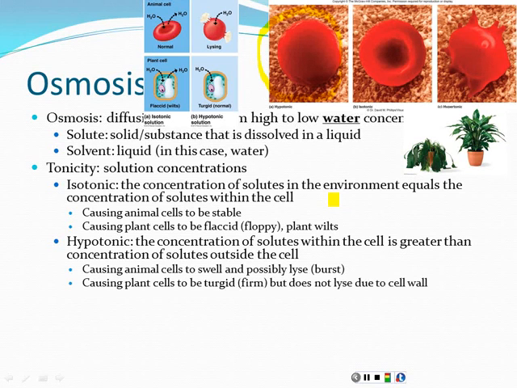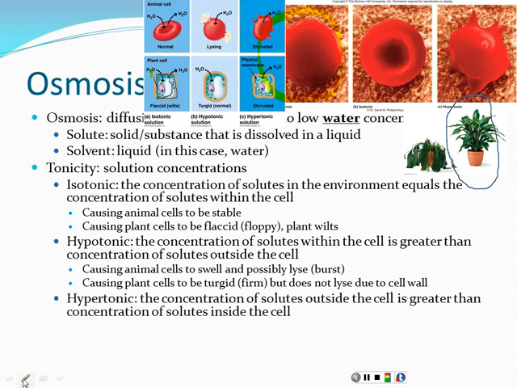For plant cells, since they have a cell wall around them, this cell wall will prevent them from bursting. So it actually makes them more turgid, which is when they become firmer, so that instead of wilting, they tend to look like a very healthy plant.